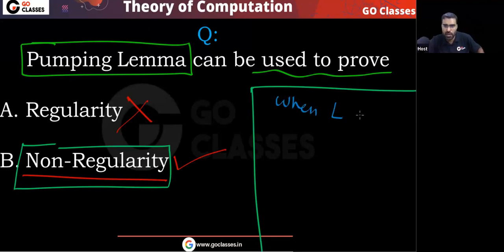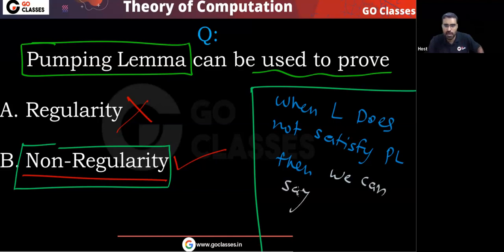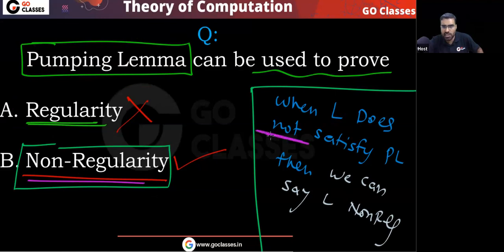So remember, when L does not satisfy the pumping lemma, then we can guarantee that L is non-regular. Using the pumping lemma, you can never come to the conclusion that a language is regular. But if a language does not satisfy the pumping lemma, then you can say L is non-regular. I hope all these points are clear.